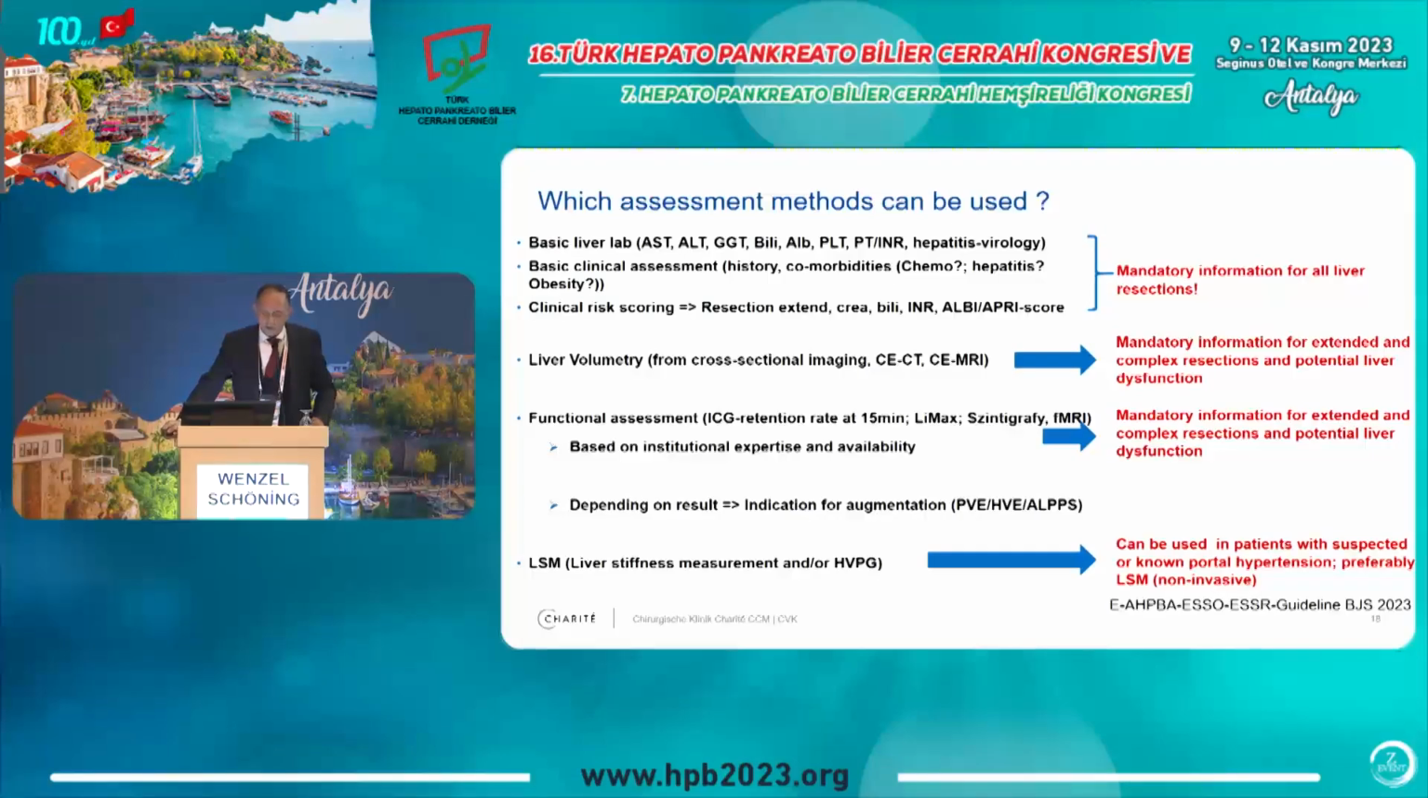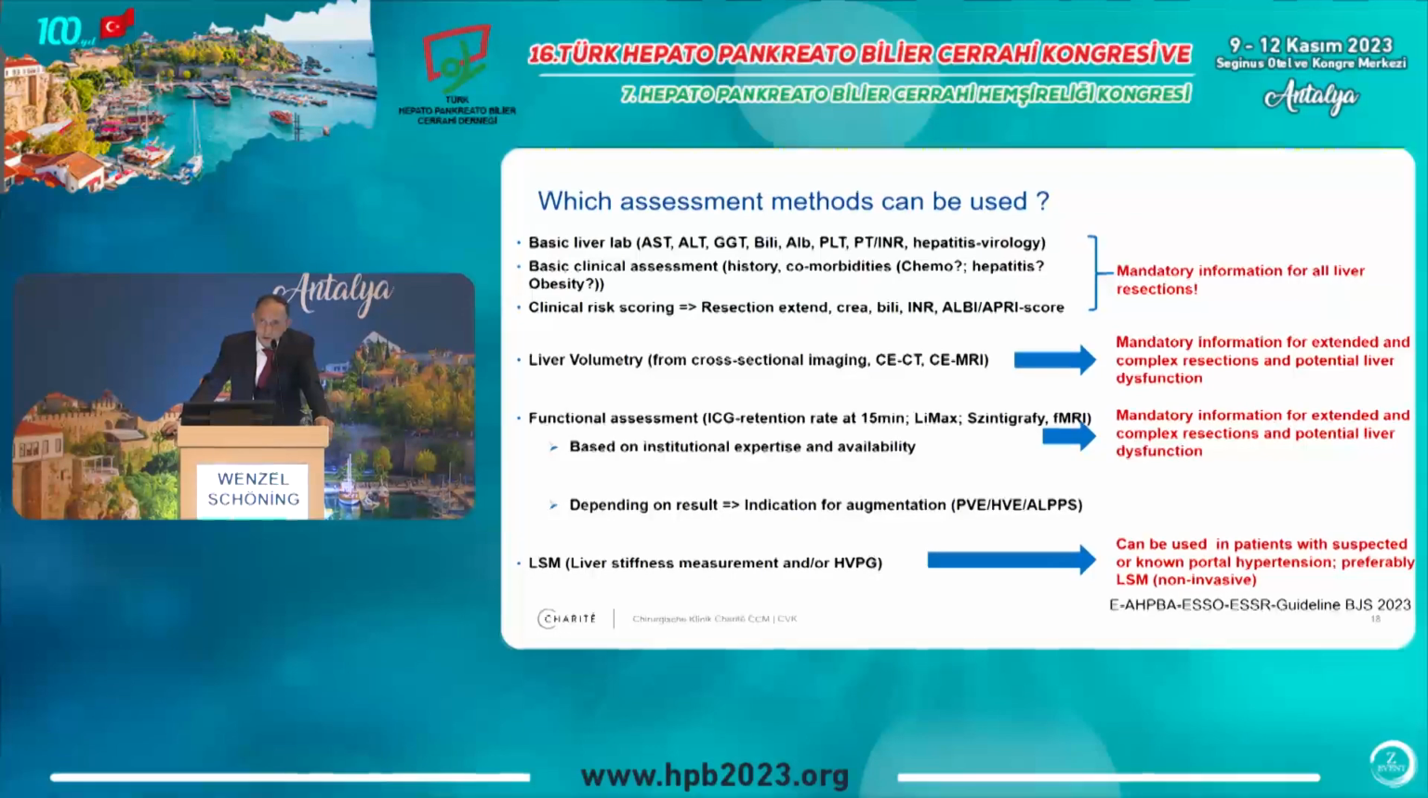So liver volumetry from cross-sectional imaging, from contrast-enhanced CT or contrast-enhanced MRI, I think is mandatory information for extended and complex resections and if there is potential liver dysfunction. Then the more sophisticated functional assessment, like for instance ICG retention rate or LiMAx test or special scintigraphy or functional MRI, based on institutional expertise and availability, is also, in the opinion of the guideline authors and my opinion, mandatory information for the extended and complex resections and for potential liver dysfunction.